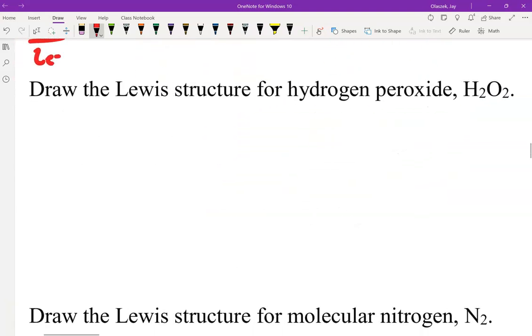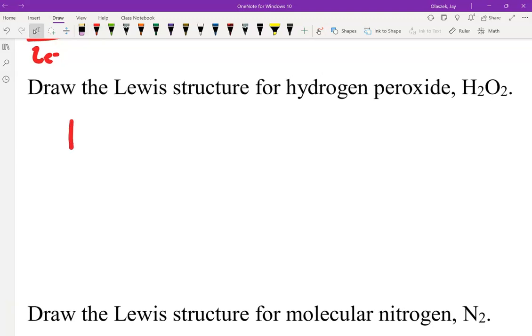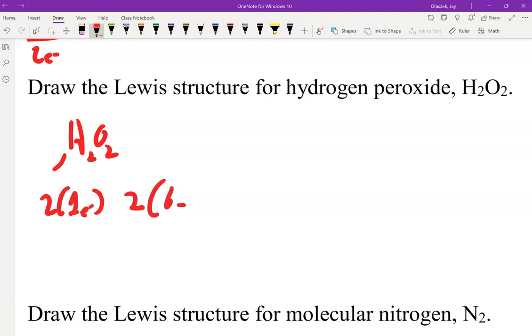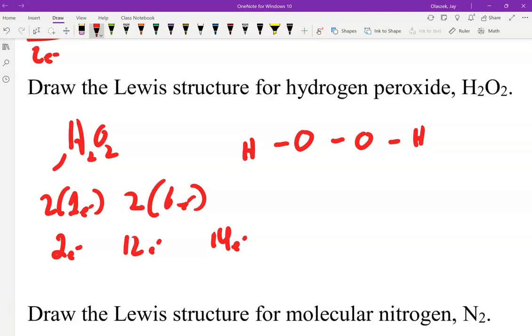Hydrogen peroxide. Pretty easy. H2O2. 2 hydrogens, each with 1 electron. 2 oxygens, each with 6. And so what we have looks like this. 2 electrons from the hydrogens, 12 electrons from the oxygens gives us 14. Doesn't make any sense to put the hydrogens in the middle. So just like in the previous example, I'll put the oxygens in the middle. We've used up 2, 4, 6 electrons in the bonding. That leaves us with 8.